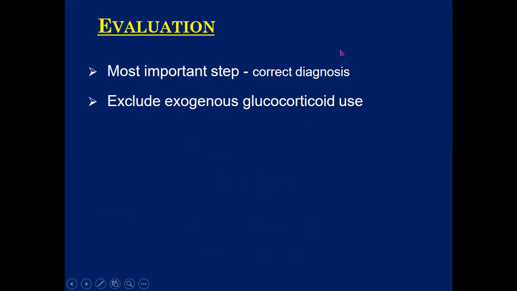How to evaluate? The most important step is the correct diagnosis. Correct diagnosis means we have to take the history. History is the most important component of the diagnosis. First of all, we have to exclude the exogenous administration of glucocorticoids, taken for some diseases. That is included in the history. Then the timing of the cortisol sample, as I told you, is very important, at what time we are taking the sample.